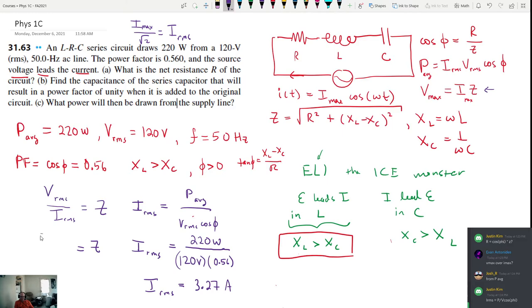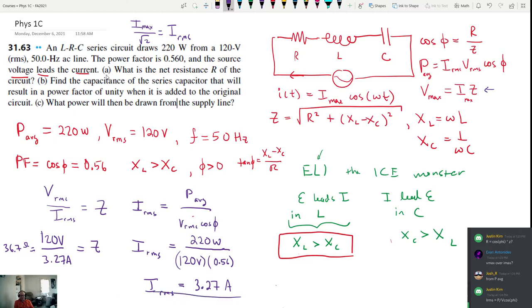So we already knew that VRMS was 120 volts. That goes in the numerator. IRMS of 3.27 amps in the denominator. So if we do 120 divided by 3.27, we're going to get 36.7 as Z. Put it right here, 36.7. And the unit for this is, of course, ohms. Okay, so we've got IRMS, we've got Z.